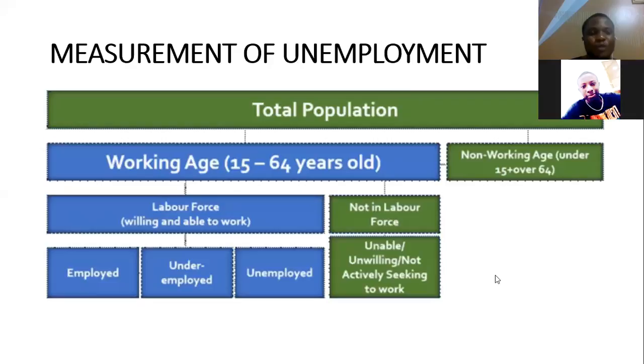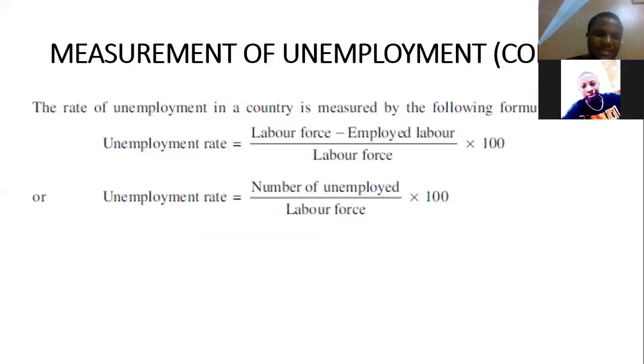And then you look at those that are what? Unemployed. After understanding this category, you can then say that unemployment rate is equal to labor force minus employed labor, all over labor force, times 100 over 1. Or you say unemployment rate is equal to number of unemployed, all over labor force, times 100 over 1.